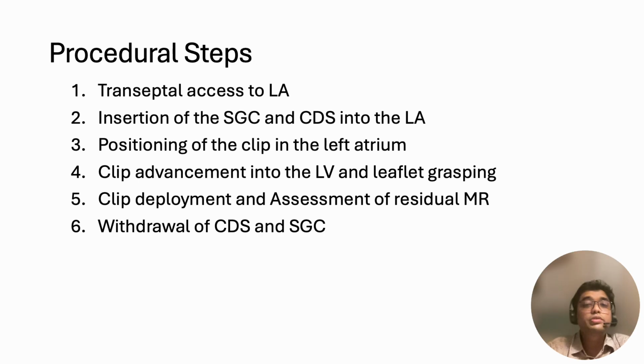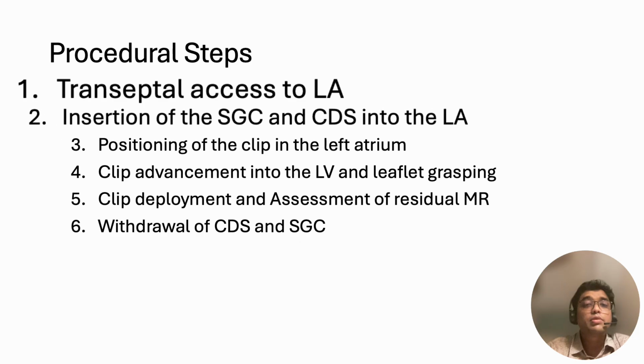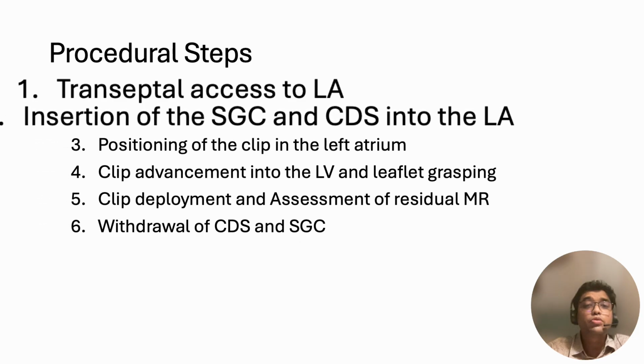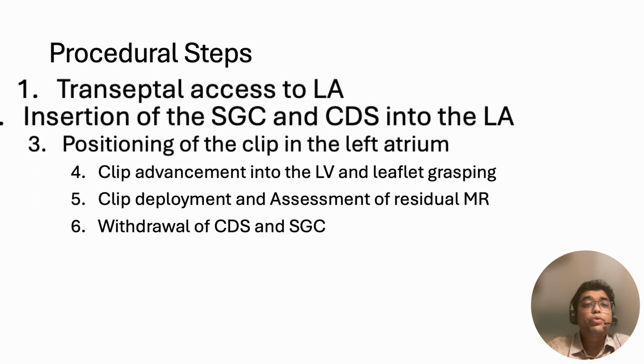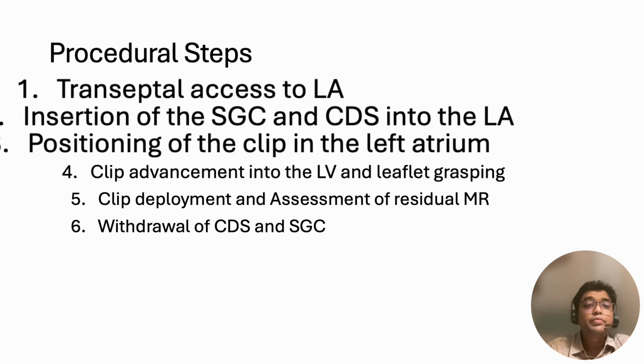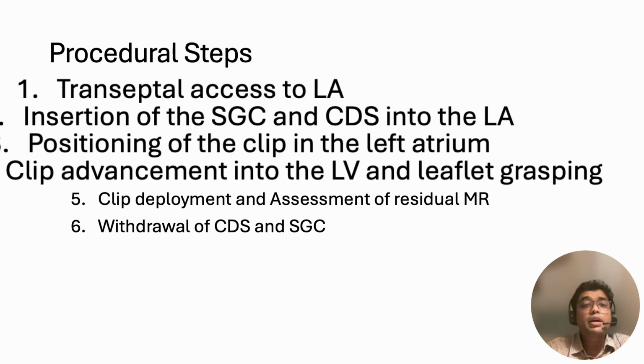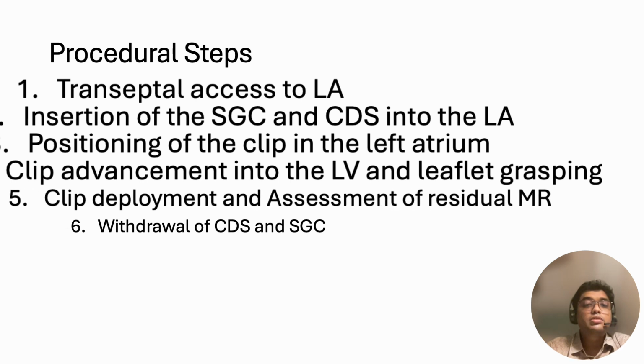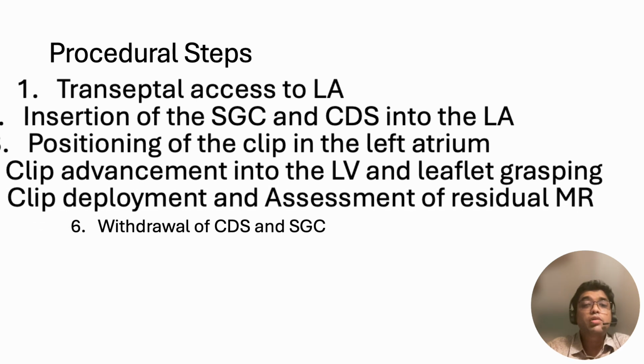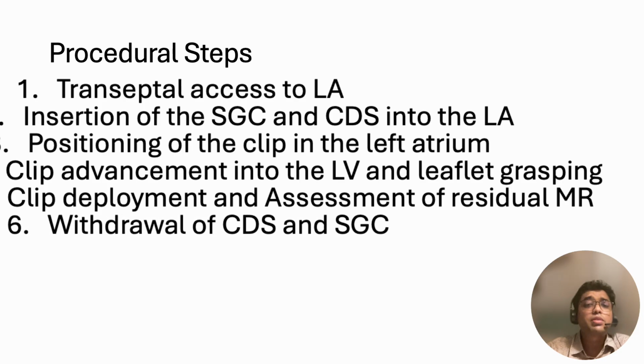So what are the procedural steps? First is the transseptal access to the left atrium. Second is the insertion of the steerable guide catheter and clip delivery system into the LA. Then positioning of the clip in the left atrium. Number 4 is the clip advancement into the left ventricle and leaflet grasping. Number 5 is clip deployment and assessment of residual MR. And number 6 is withdrawal of the clip delivery system and steerable guide catheter.